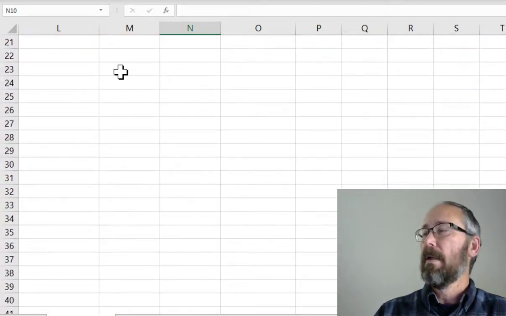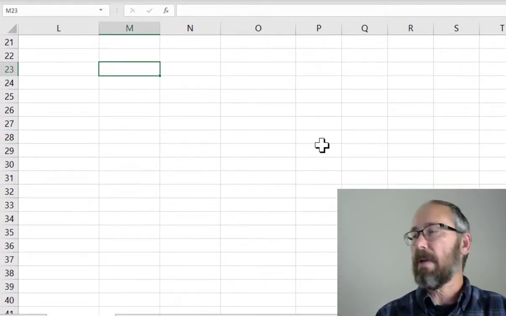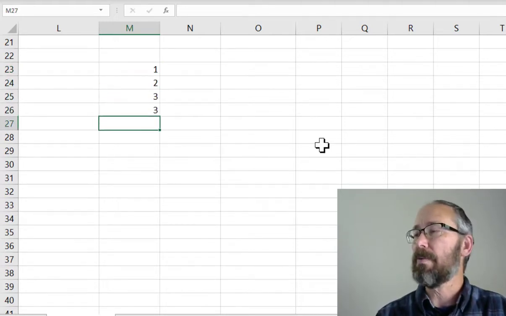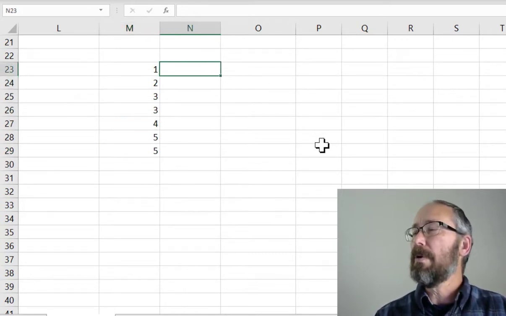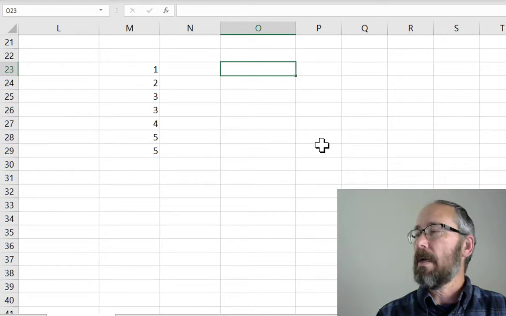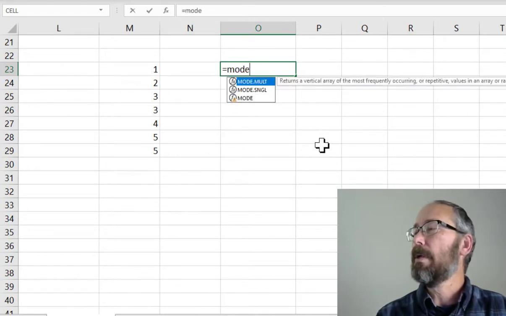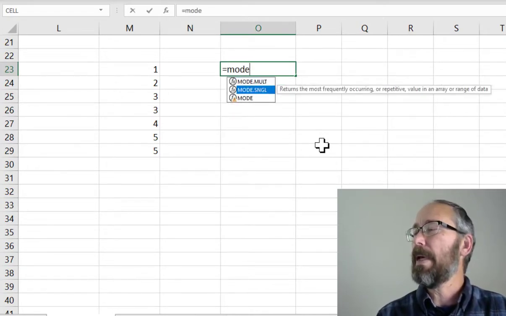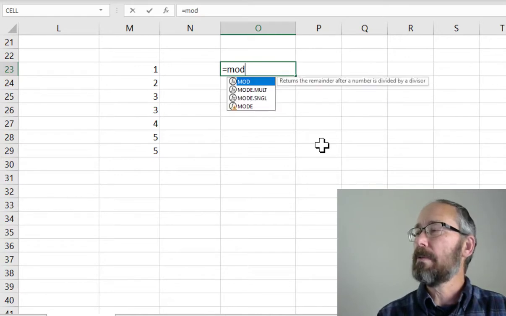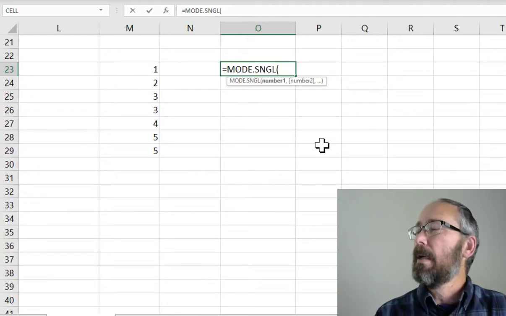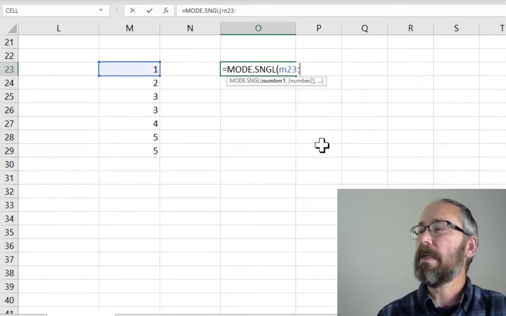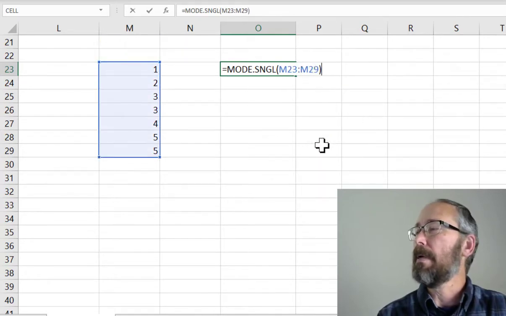So if we look at a set of data, so let's just say we have a small set of data, 1, 2, 3, we have a couple of 3s, we've got a 4 and a couple of 5s. Okay, so if we do the mode single, I'll do it in this area right here, equals MODE.SINGLE, it's going to pick the MODE.SINGLE. Sometimes I miss my tab key. It's going to pick, oops, this is M23 to M29.